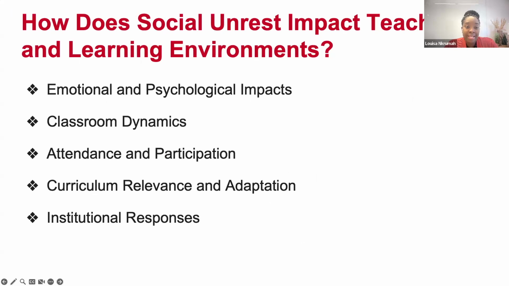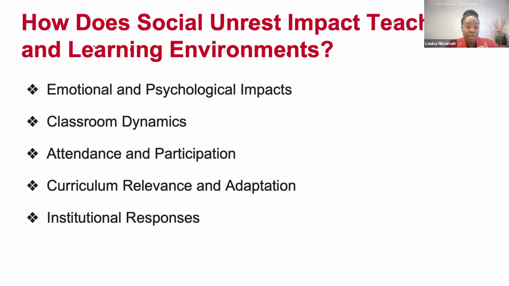Social unrest can impact teaching and learning environments in different ways. So there are emotional and psychological impacts. Stress and anxiety can be increased for students, staff, and instructors, and that can affect mental health, which can affect things like engagement and motivation in the classroom. As an example, if a student is really stressed about something going on in the world that's causing social unrest and they're typically very engaged, they might be more withdrawn.